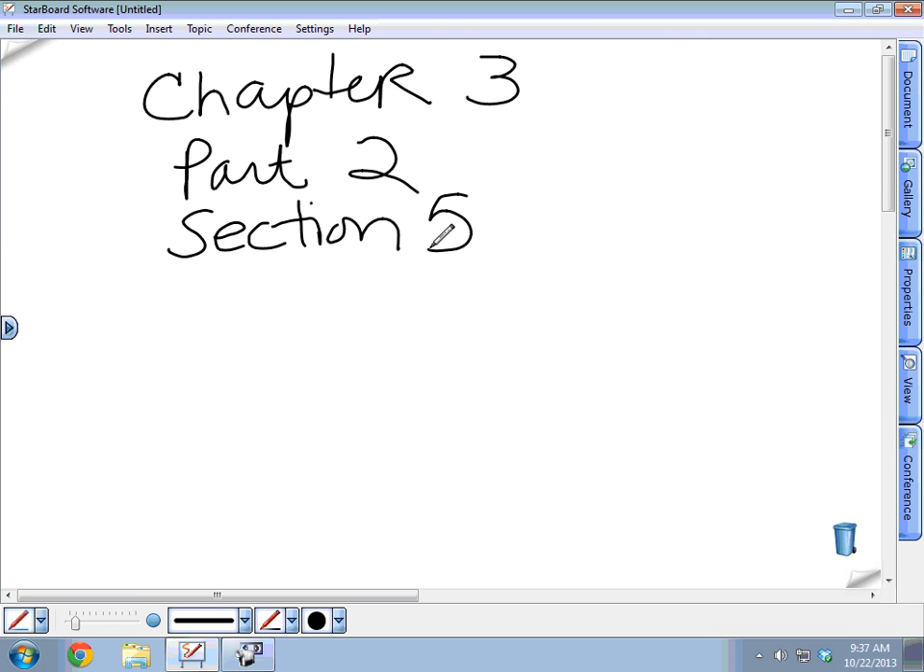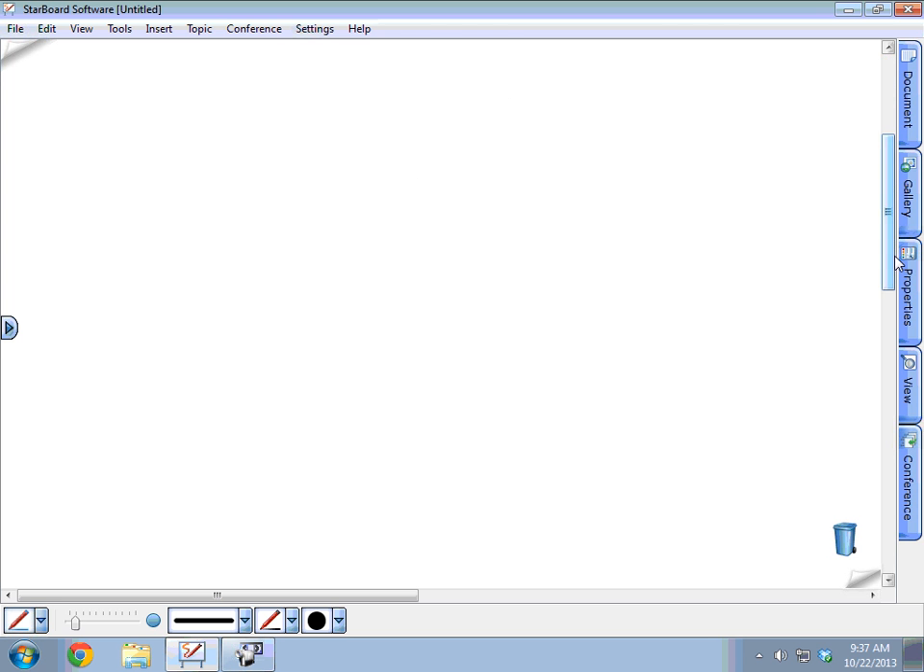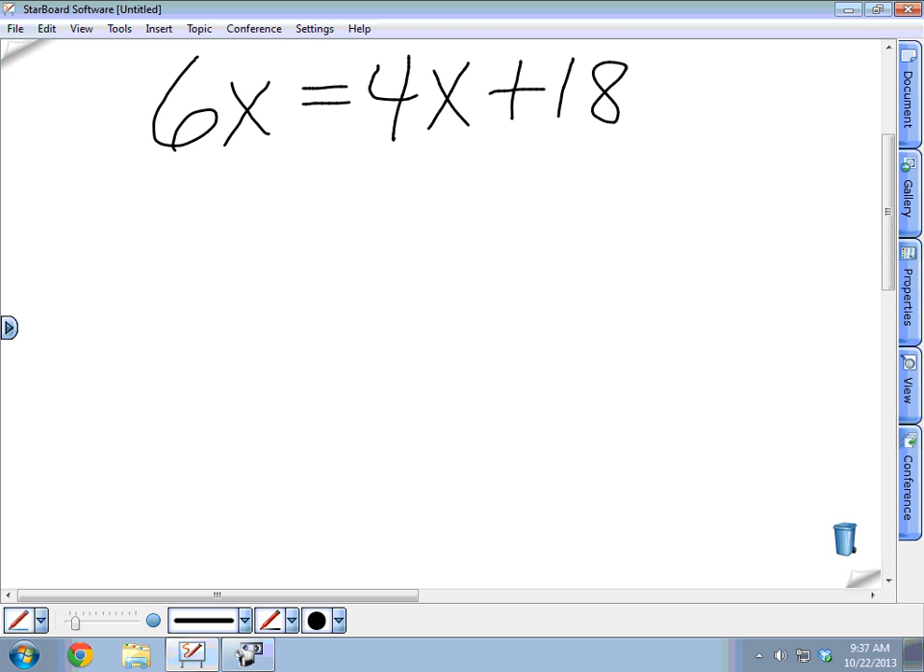So far everything we've learned has had our variable on one side of the equation. So you only had a variable on one side, and then there was something else on the other side. And now we're going to start seeing variables on both sides of the equation. So for example, you might have something that looks like this. 6x equals 4x plus 18.